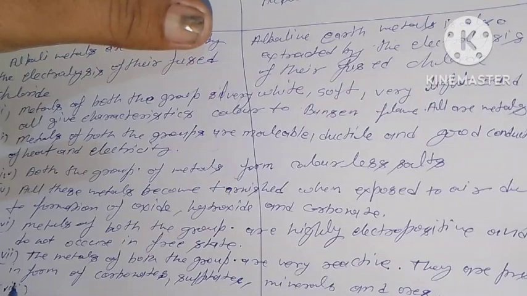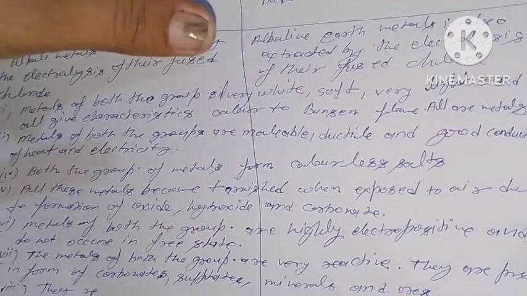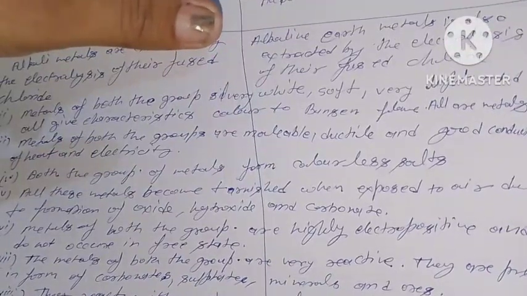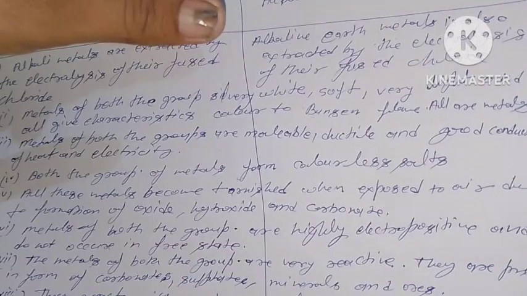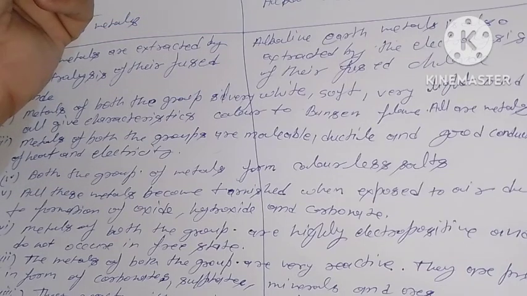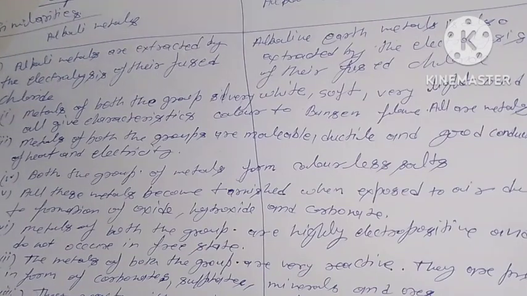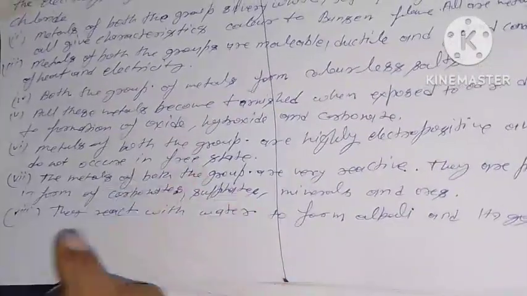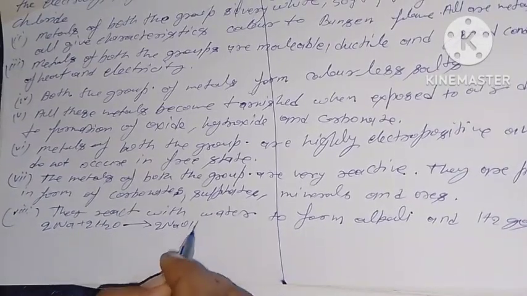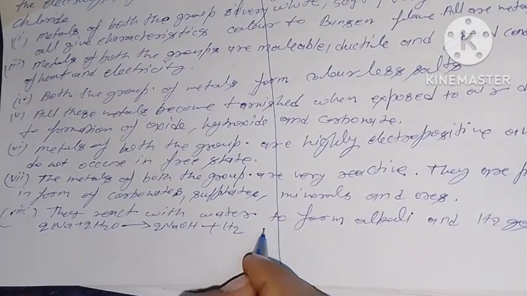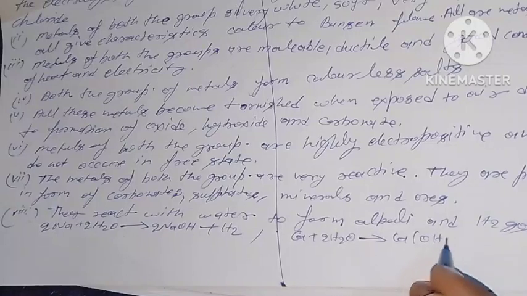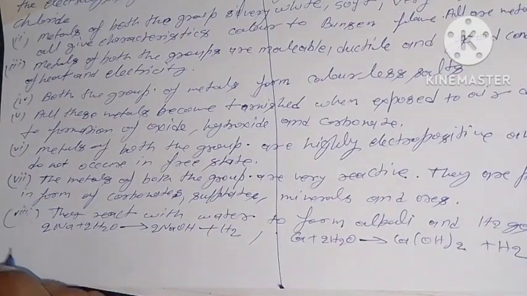They react with water to form alkali and hydrogen gas. As an example, 2Na plus 2H2O gives 2NaOH, sodium hydroxide, plus H2, hydrogen gas, and Ca plus 2H2O gives Ca(OH)2 plus H2.